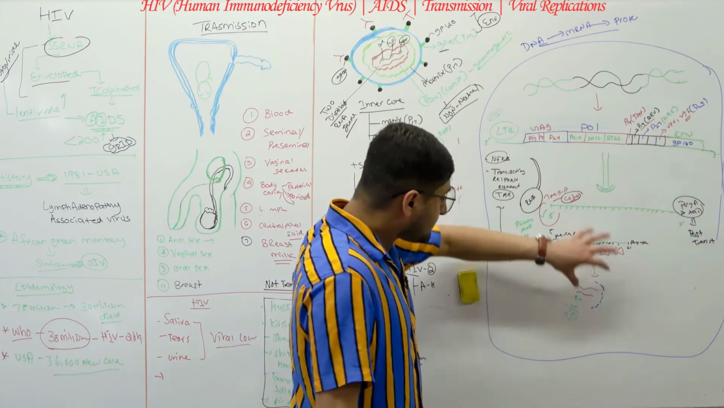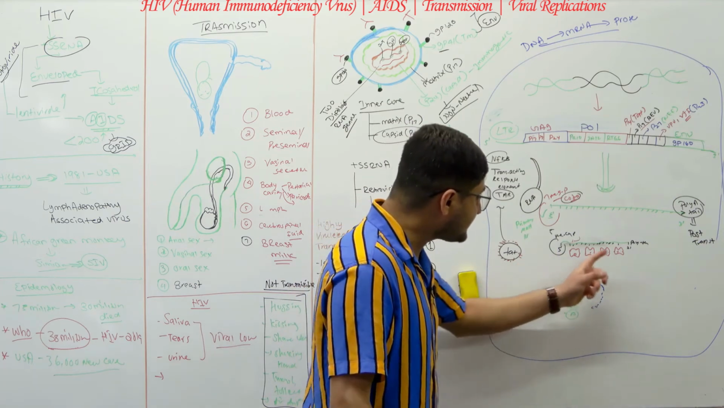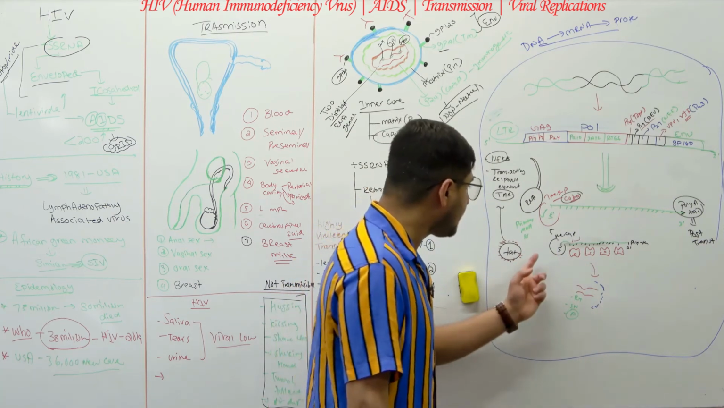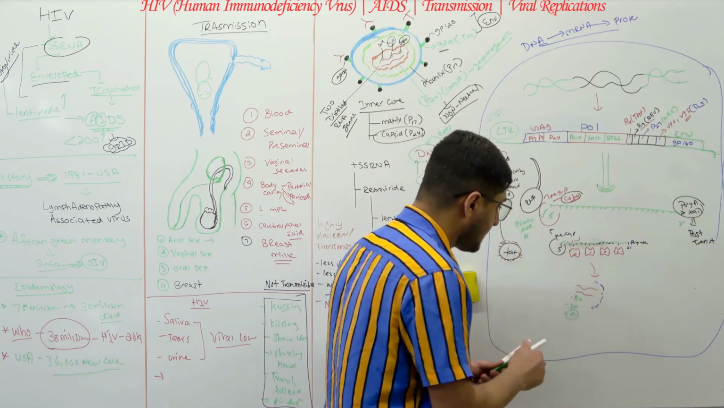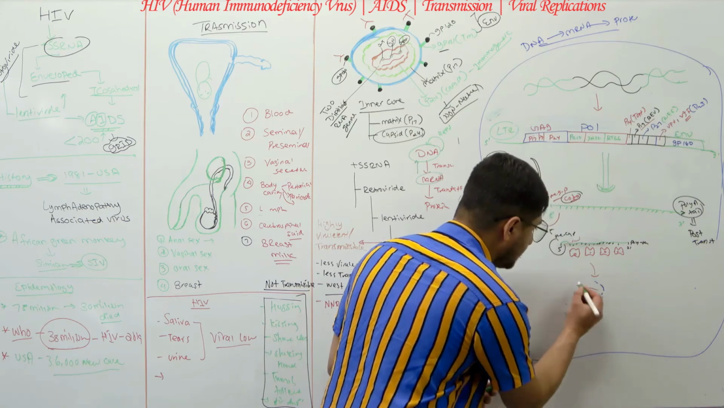They started synthesizing all this. That's what they do. So when the ribosomes are reading it, they are synthesizing new proteins. These are all the new proteins. And remember, you also make, what is this?